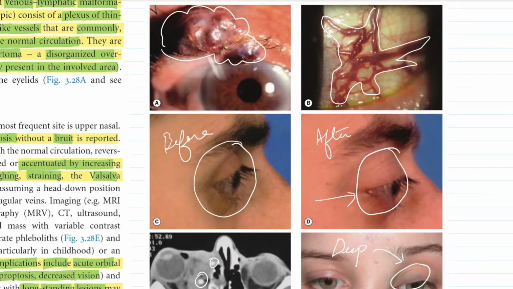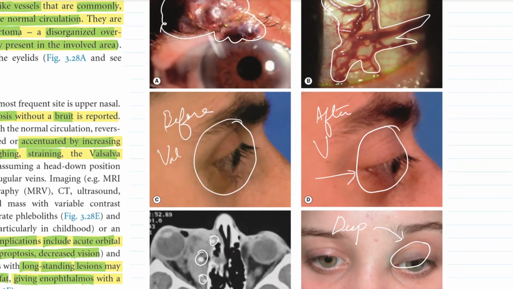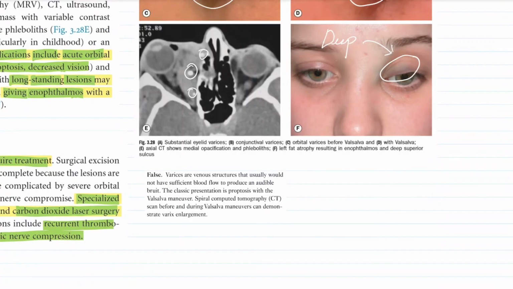There is a lobulated mass of varices present in the conjunctiva of the upper lid. Now this is varices present in the bulbar conjunctiva, and this is orbital varices before Valsalva, and this is after Valsalva. Now there seems to be some proptosis that has been induced on straining. Now this is showing phleboliths or opacification medially on CT, and there is atrophy of the fat in the left eye, which causes an enophthalmos.